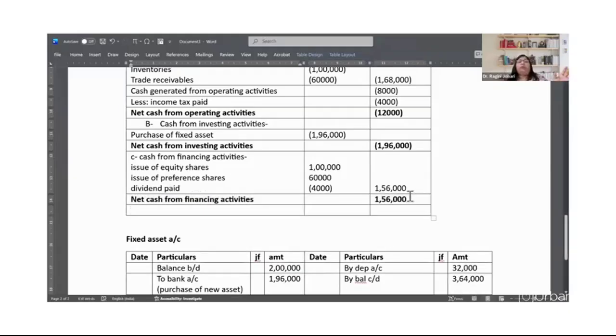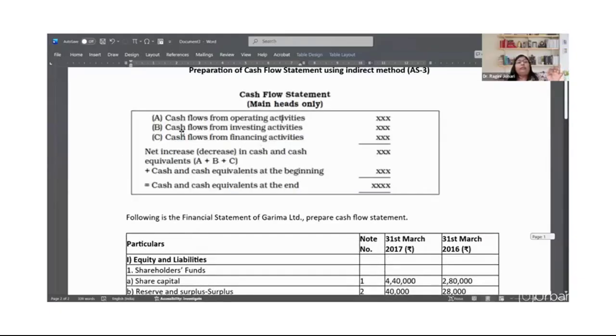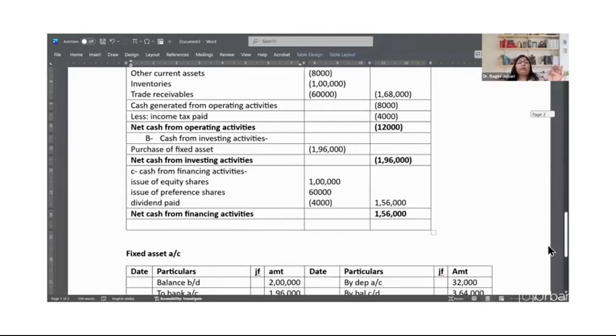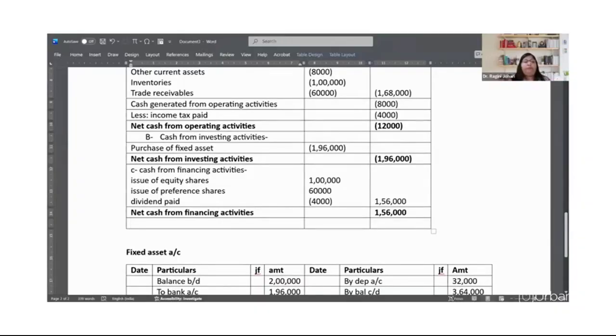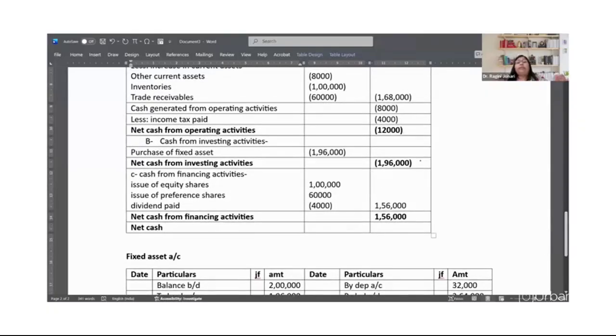Now, as per the format I had given earlier, net increase or decrease has to be calculated. That is A plus B plus C. So let us find out this. We can write net cash. We won't write net increase or decrease, we still don't know whether it is an increase or a decrease. 12,000 negative figure, 1,96,000 a negative figure, and 1,56,000 is a positive figure. So taking this together, how much do we get? We get a negative of 52,000.